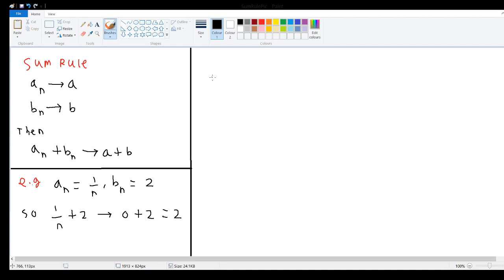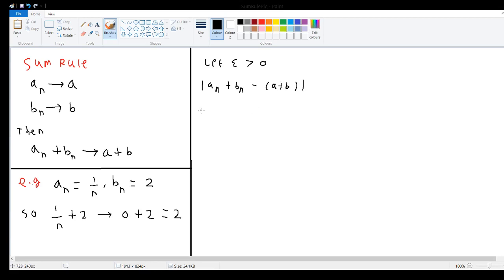Now I'm going to give you the proof. The proof is quite straightforward, so hopefully you'll be able to follow without too much trouble. So we're going to start by taking epsilon greater than 0, and we're going to consider a_n plus b_n, and then we're looking at the limit a plus b. This is what we want to show is the limit.